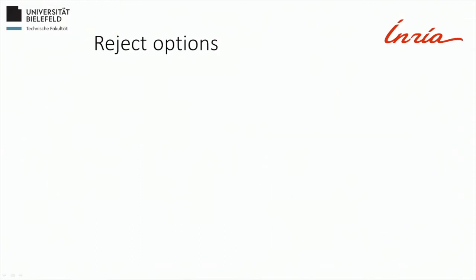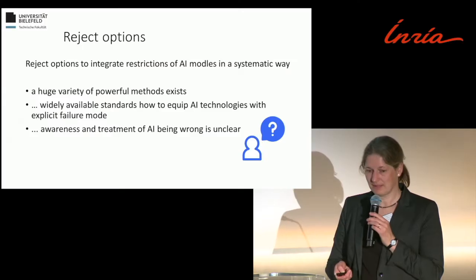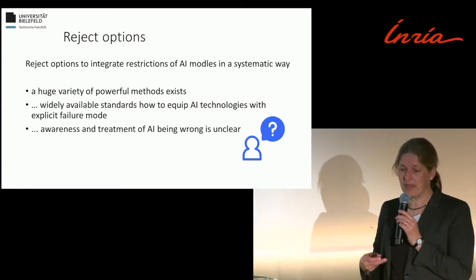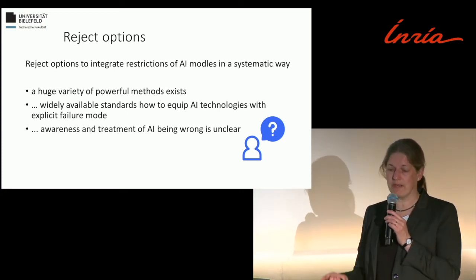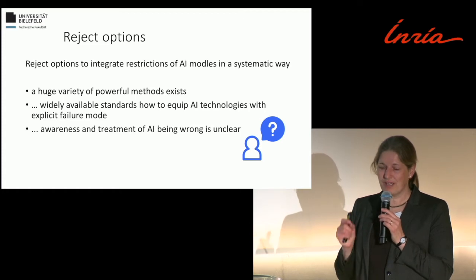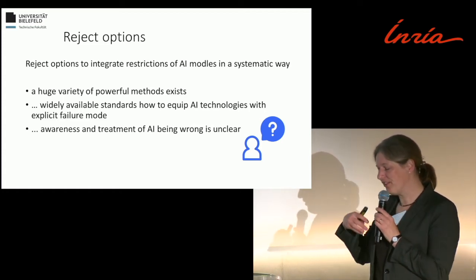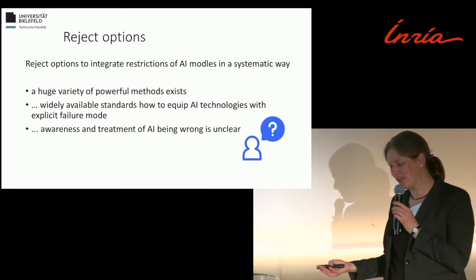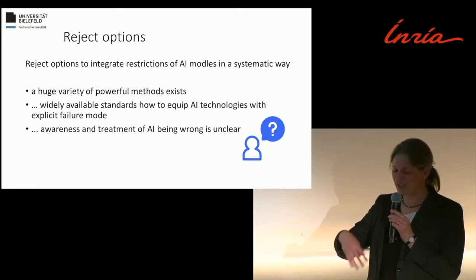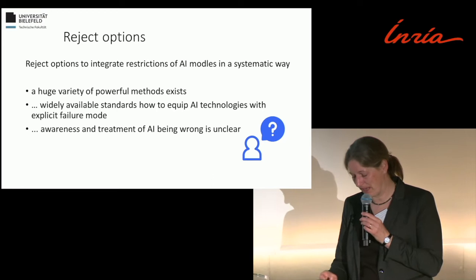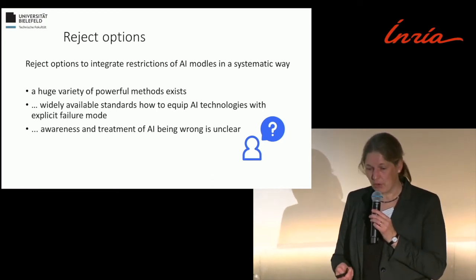So let me conclude the second part. Reject options are a means to integrate that AI models can be wrong in a systematic way, and a huge variety of models exist. The problem is these are often not used, and the bigger problem is, of course, once the model rejects, like a car, I don't see what is going on, then what do you do, such that the system is running? So how do you treat this back, give it back to a human? Which is, I think, an open and very important research question.